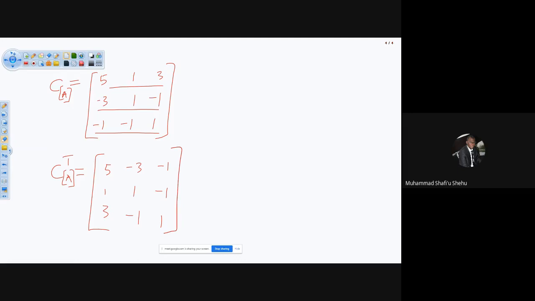The next thing to do is to find our inverse matrix, which is our A inverse, which is 1 over determinant of A multiplied by cofactor transpose of A. Now we have all our required data. So all we have to do is to substitute. Our matrix is 1 over minus 4. If you can remember, our determinant is minus 4. We substitute. And our cofactor transpose is 5, minus 3, minus 1, and 1, 1, minus 1, and then 3, minus 1, and 1.